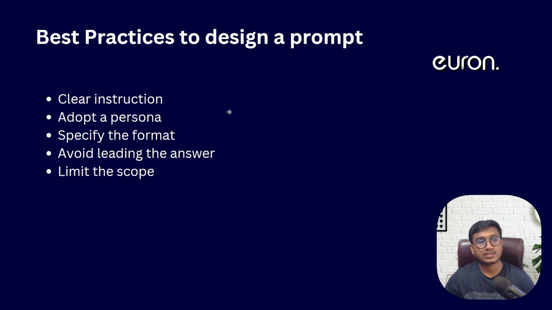The first thing is clear instruction. Definitely you have to give clear instruction to the large language model. Then adopt a persona, specify the format, avoid leading the answer, and limit the scope. These are the things you should always remember. Now let's open ChatGPT and see some of the best practices we can apply whenever we give any kind of prompt to the large language model.